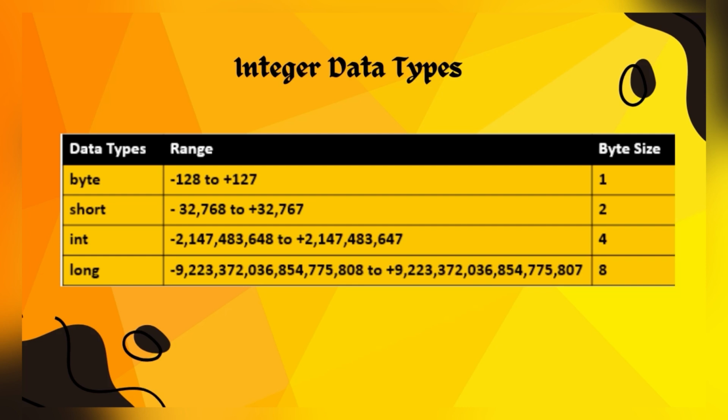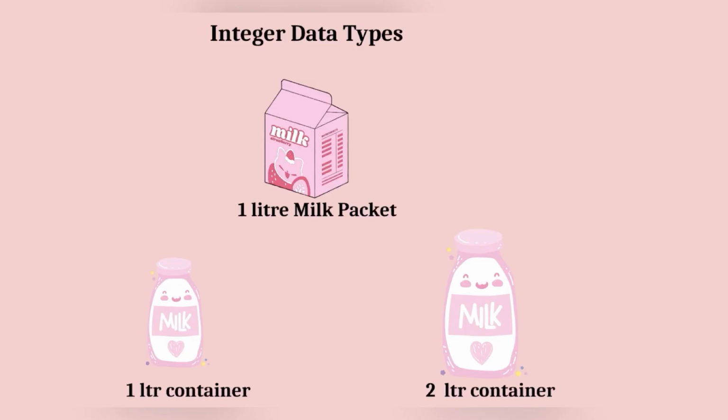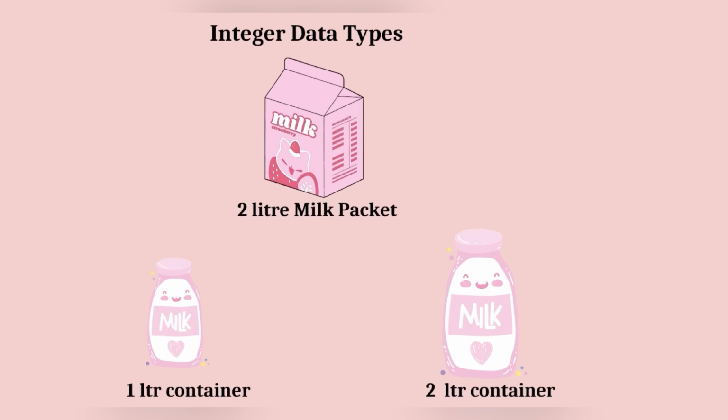Let's make it simple with an example. Imagine you're choosing a container for milk. We have two containers here. One holds 1 liter and the other holds 2 liters. If you need to store 1 liter of milk, which container will you choose? Naturally, you would choose the 1 liter container, right? Similarly, if you need to store 2 liters of milk, which container will you pick now? Obviously, this time you would go for the 2 liter container, right? This is how we select the appropriate data type as well.